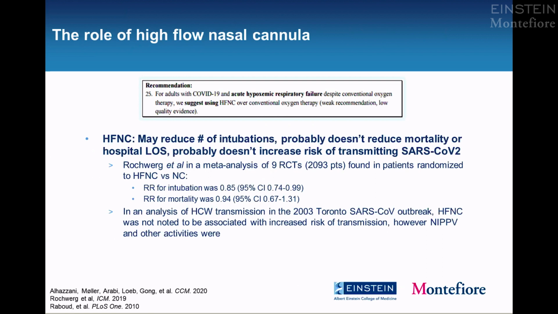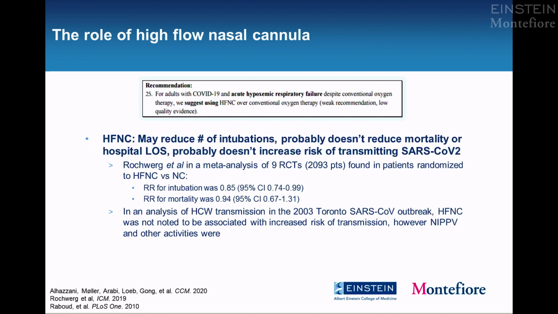The recommendation from the Society for Critical Care Medicine is that for patients who are failing conventional oxygen therapy, they suggest using high-flow nasal cannula as the next step. What do we know about high-flow nasal cannula? I'll talk towards the end of this a little bit about the modality, some of the specifics regarding using it. But basically what we know is that when we're using it in patients with respiratory failure, it may reduce the number of patients who require intubation, probably does not impact mortality or hospital length of stay, and probably does not increase the risk of transmitting COVID-19 infection.